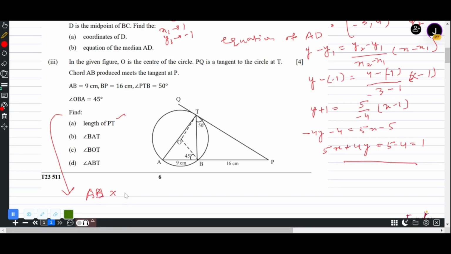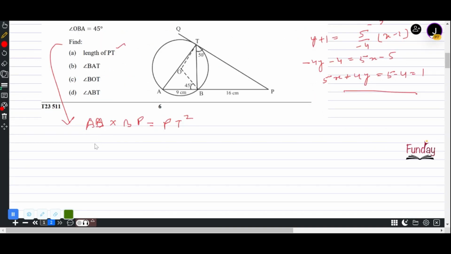But that aside, first we will do the first question. First question is, what is the length of PT? Now we know there is a theorem which says that AB into BP is equal to PT square. If a chord is extended to meet a tangent, the chord length and the length outside is equal to the square of the tangent from that point to the circle. So 9 into 16 is PT square, so PT is equal to root of 16 into 9, which is root of 144, which is 12. 12 twelves are 144, right? So this question is done. That means now you get 1 mark whatever happens next.